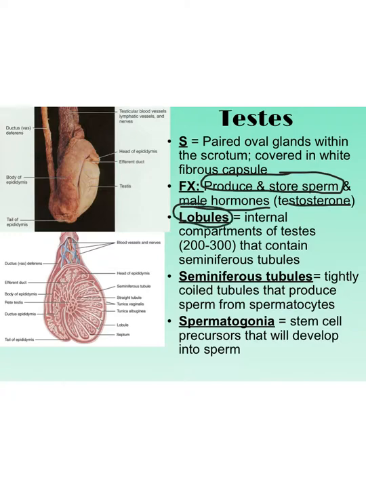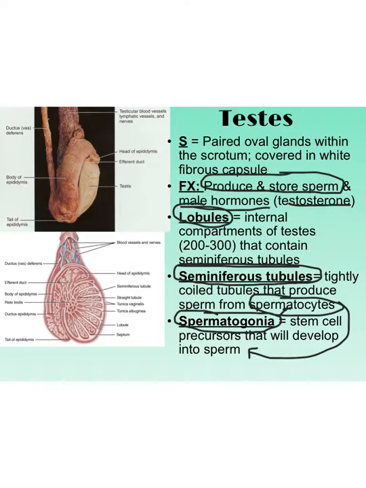Lobules. These are compartments which contain these seminiferous tubules. These seminiferous tubules are where the sperm are actually produced. Spermatogonia, if you want to think of it like this, would be like a baby sperm. It's not a sperm yet. It'll mature into two different types of what's called spermatocytes, and eventually they'll mature further into a fully developed sperm cell.